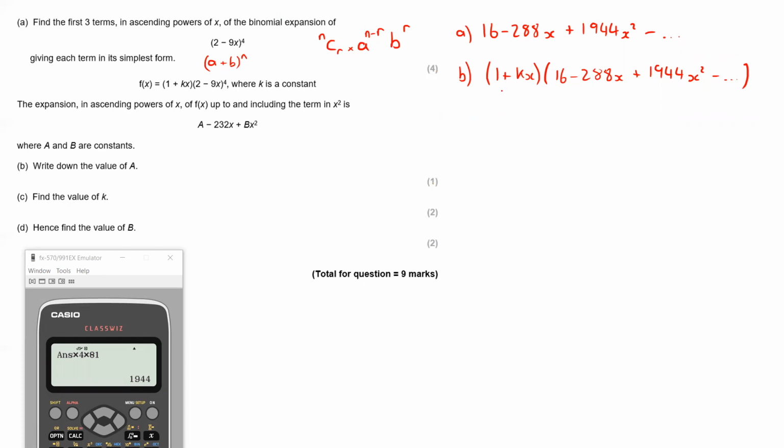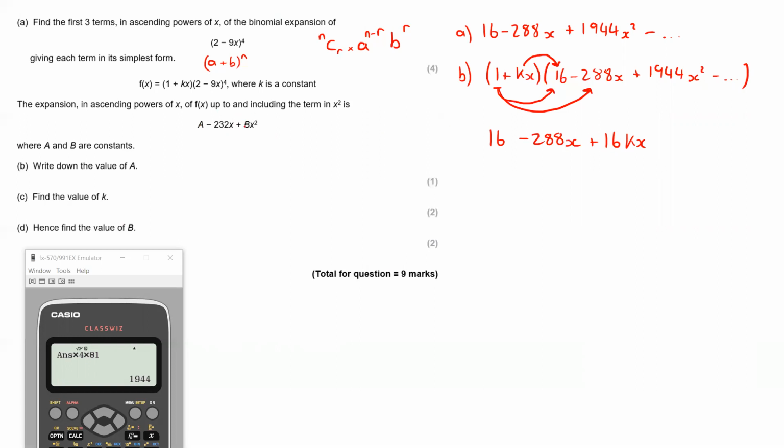But let's just do some of these. So if I want to get a, I do constant. That's that times that. That's going to tell me 16. Now when I do this times this one, that's going to tell me a minus 288x. That's not my only x term. I get another x term from doing this kx times 16. That's going to be a plus 16kx. That's going to be quite important in a second, because we know what our x term actually is. So I'm looking at this and I can see that k is actually going to be some positive constant. We'll find out in a second.